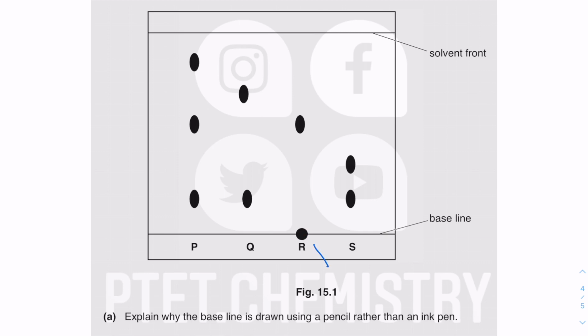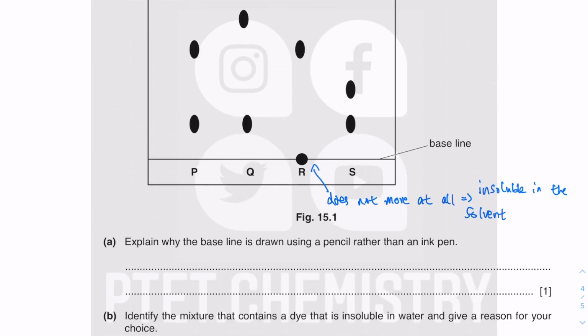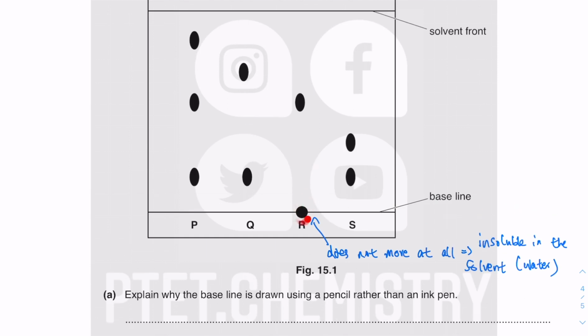So this thing does not move at all, so that is a result of it being insoluble in the solvent. What was the solvent we used? Remember that we read the question earlier. We use water as the solvent, alright? So just because you see 1 dot, you also need to consider whether you have any other dots that are left at the starting point, alright?